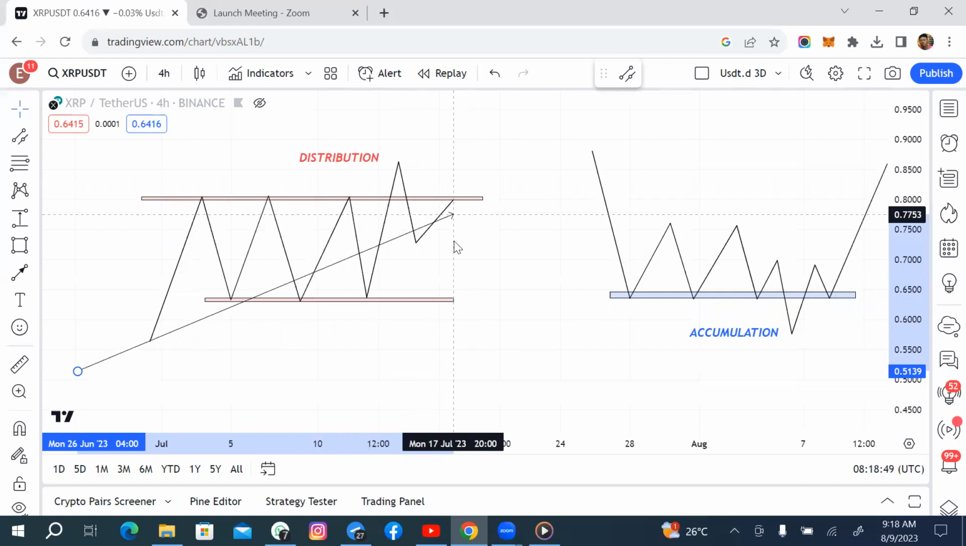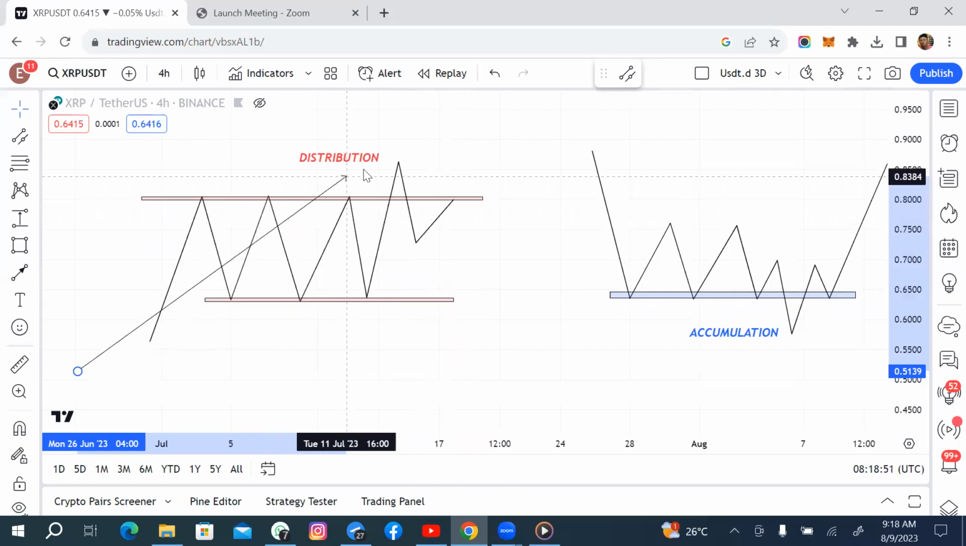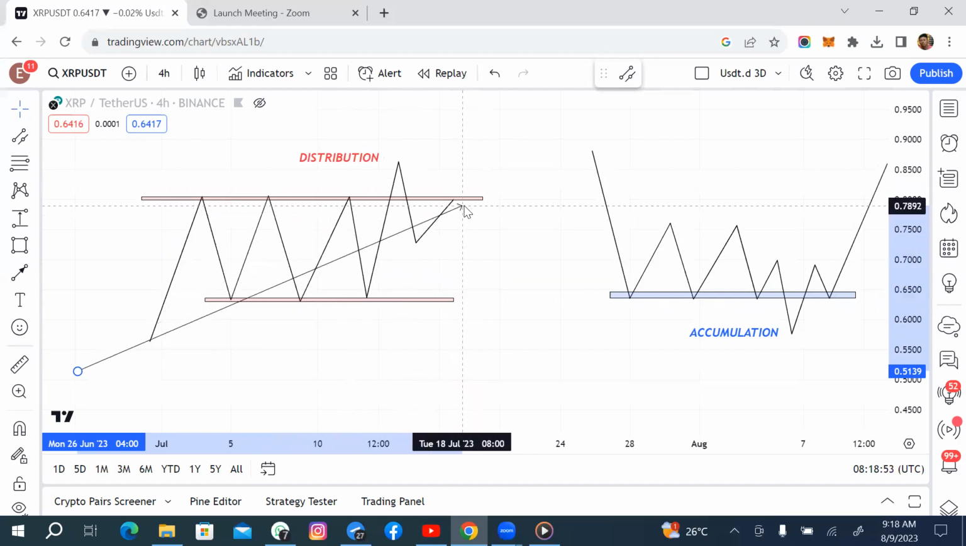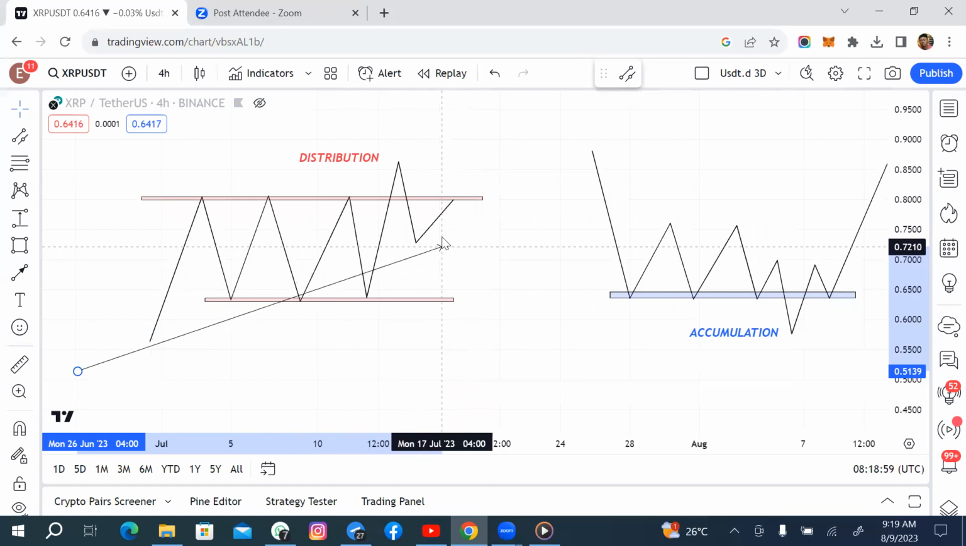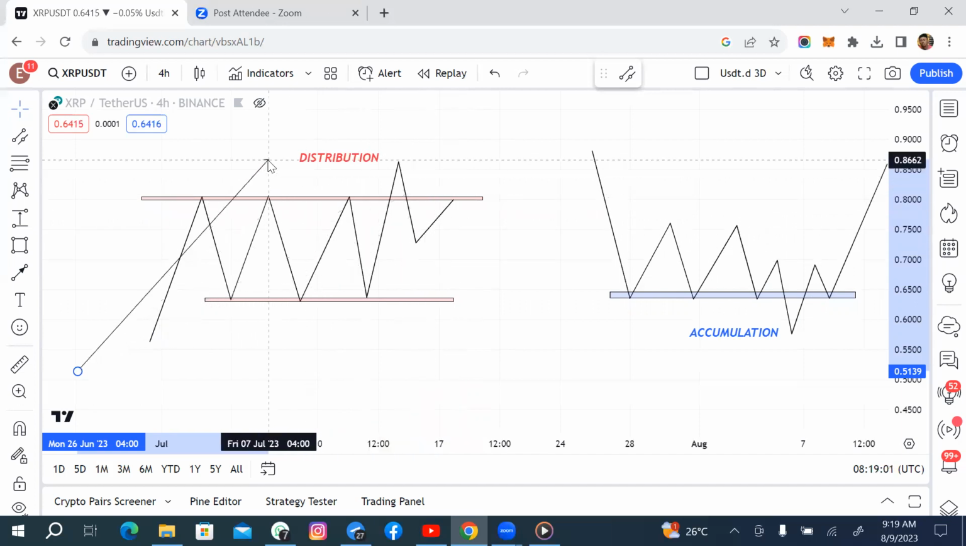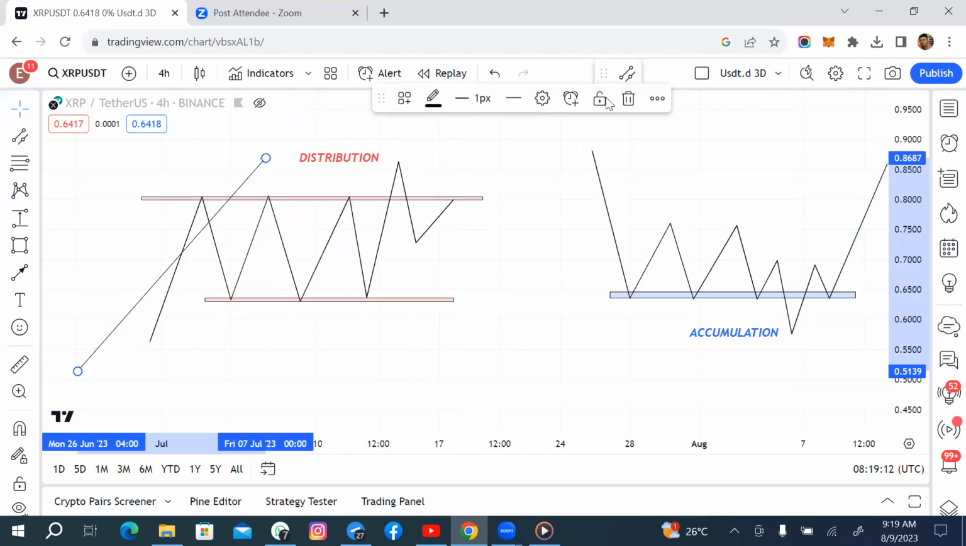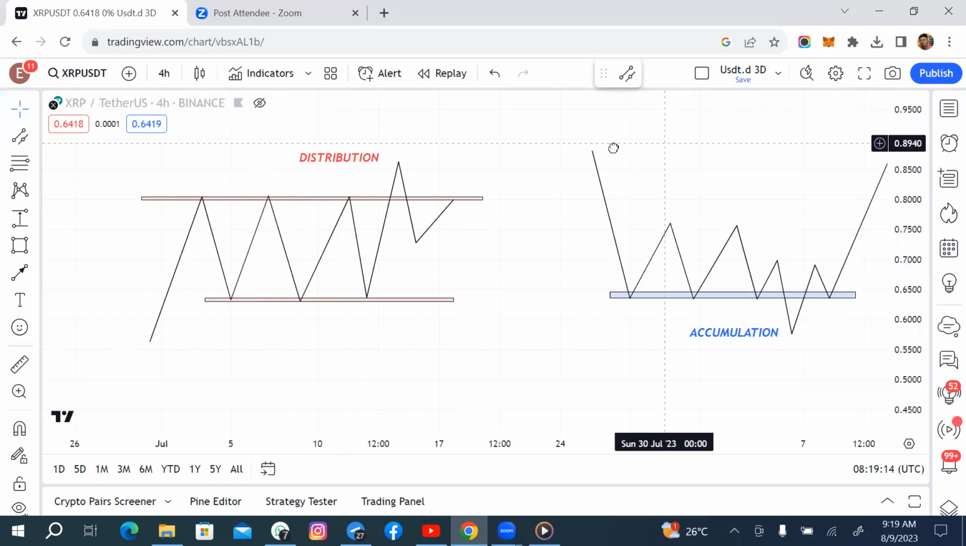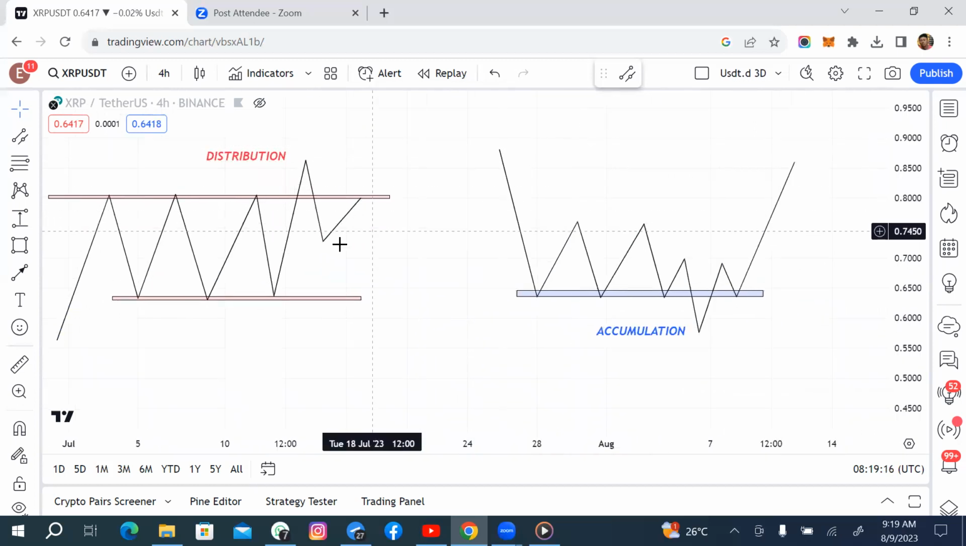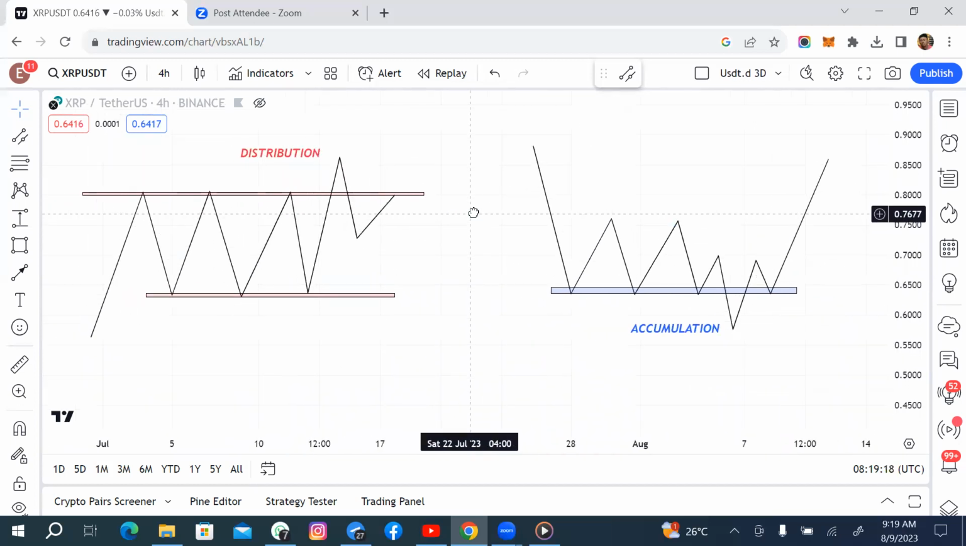So basically, this is what price usually does when we have a distribution. Price behaves like this. Now, you should be taking your entries from this point. I'll show you all of these things in a typical example, a live chart. But I just want to show you these things on a basic level so that you can understand what exactly we're doing.